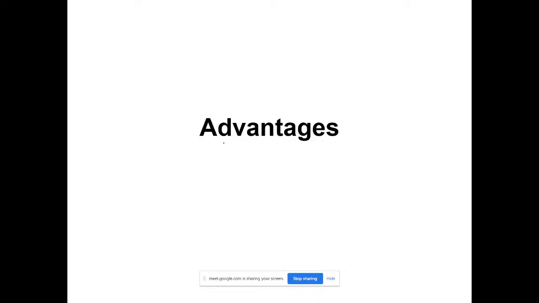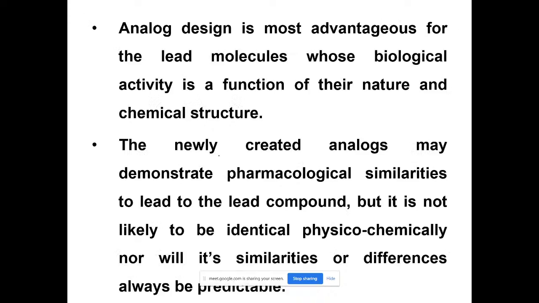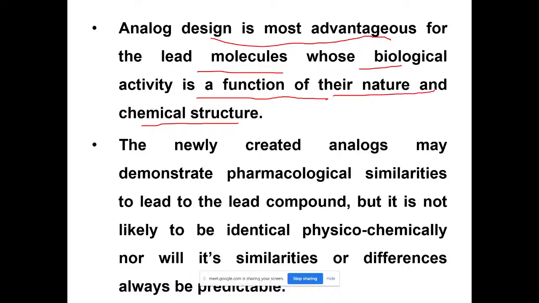What are the advantages of analog design? Analog design is most advantageous when you have a lead molecule whose biological activity is a function of its nature and chemical structure. What do you mean by a function of its nature and chemical structure? When you alter the chemical structure, for example, if you replace an OH group with CH3, the pharmacological activity can change.